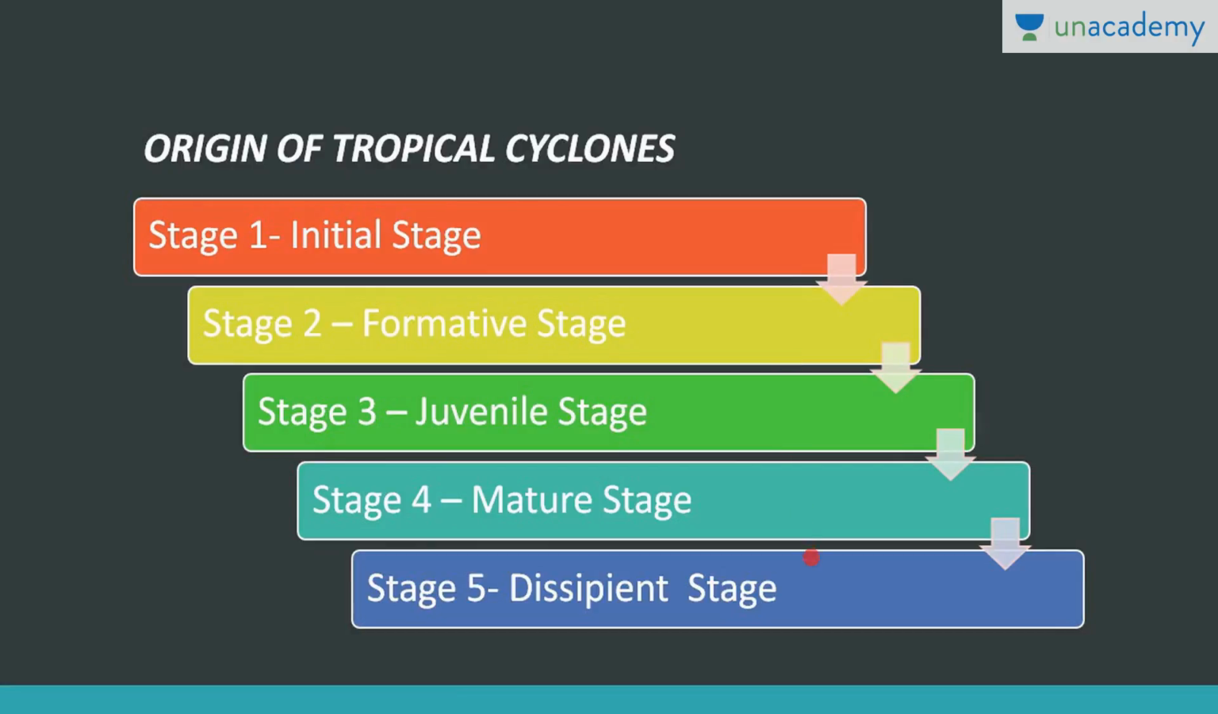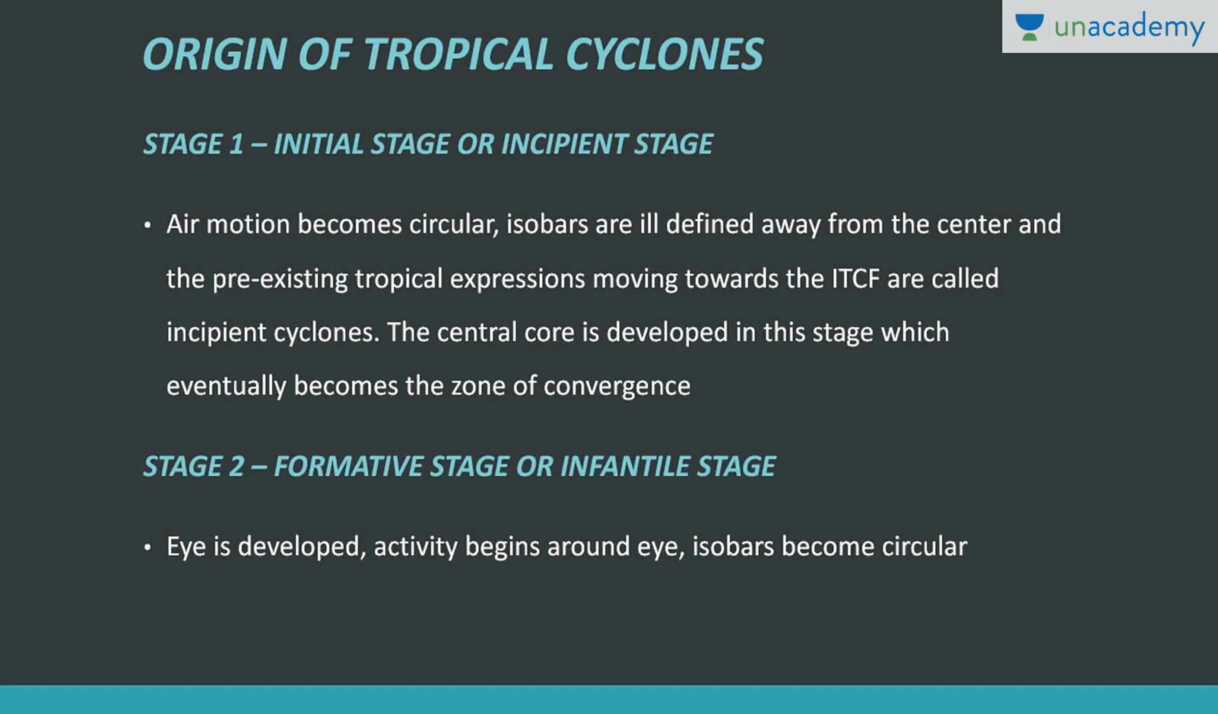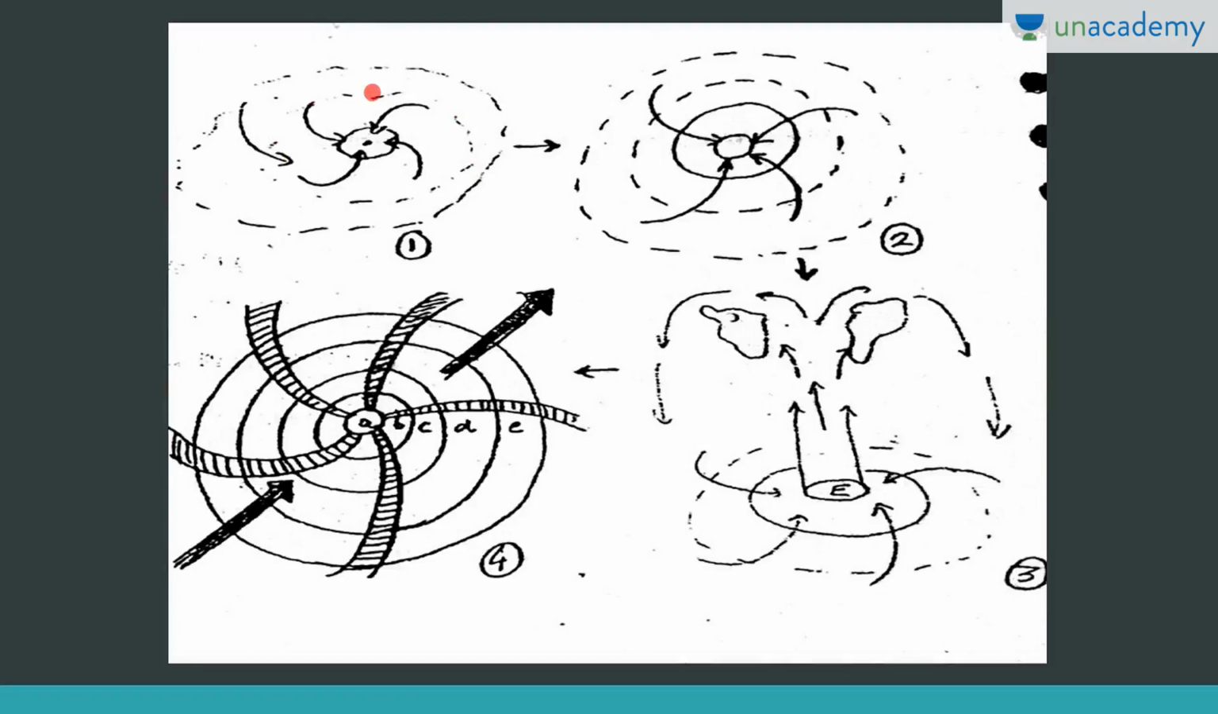This origin of tropical cyclones can be studied in different stages: initial stage, formative, juvenile, mature, and dissipant stage. Now let's study each in detail. In the initial stage, air motion is becoming circular. Here isobars are ill defined. In this particular stage, only the central core is developed. You can see in this diagram that this one is the initial stage. Here only the central core is developed and the winds have just started converging.